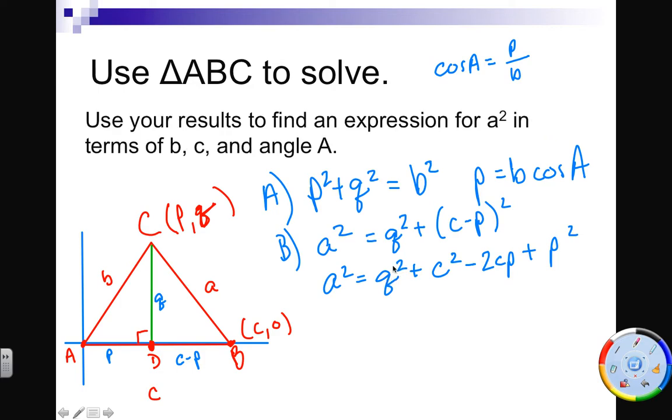But we're going to use question A, and we're going to use those results to find an expression for A squared in terms of just B, C, and A. So I know, this is super important, so I'm going to change colors here. Let's go to red. A squared equals. Well, look here. I have Q squared plus P squared. Well, I said Q squared plus P squared is B squared plus C squared minus 2 times C, and I know P is B cosine A.